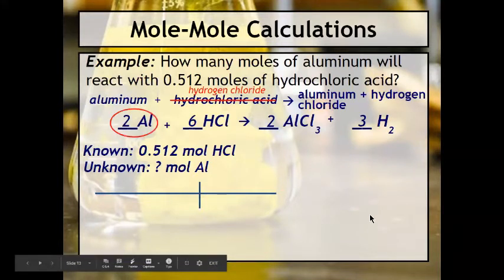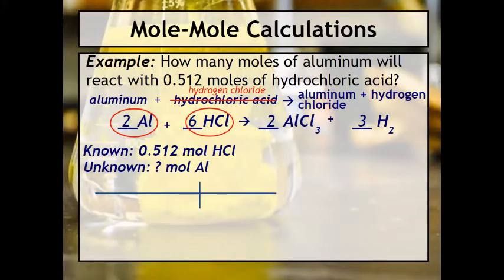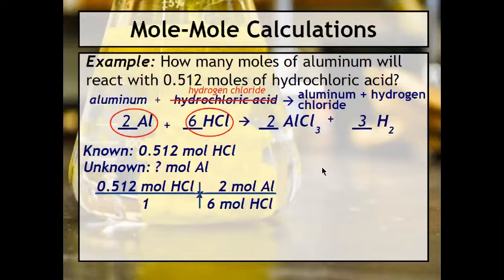Well, if the hydrochloric acid, we're going to circle the mole ratios. Obviously, we're going to use the aluminum and the hydrochloric. Well, if I start with 0.512 moles of hydrogen chloride or hydrochloric acid, then when I put in my mole ratio using those numbers I circled in the equation, I'm going to want hydrochloric acid on the bottom because I want those to cancel out. So I'm going to have the 2 moles of aluminum on top and the 6 moles of hydrochloric acid on the bottom.